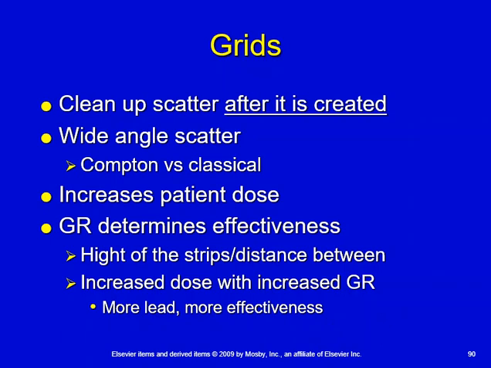So what we have with the increasing grid ratio is an increase in lead content. As grid ratio increases, what we're going to see is either a height increase in those strips, and that makes it harder for scatter radiation to get through, or the distance in between them decreases. And in both of those cases, we get, again, an increase in lead content. So what we get with more lead is more cleanup. It becomes more effective, and because it cleans up more scatter radiation, we're going to have to increase our mAs more in order to compensate for that increased grid ratio. So the more lead, the more effective the grid, the higher the dose is going to be to the patient to maintain our exposure to the image receptor.